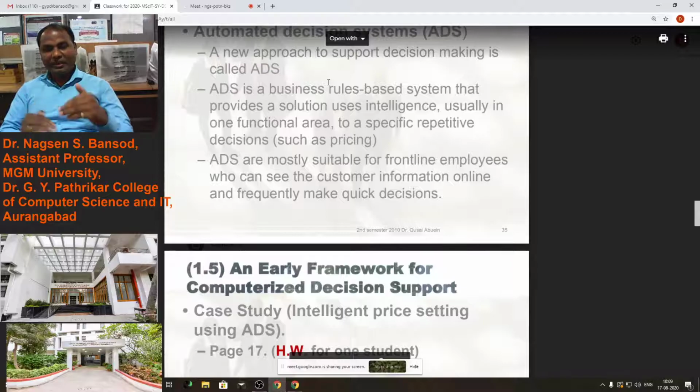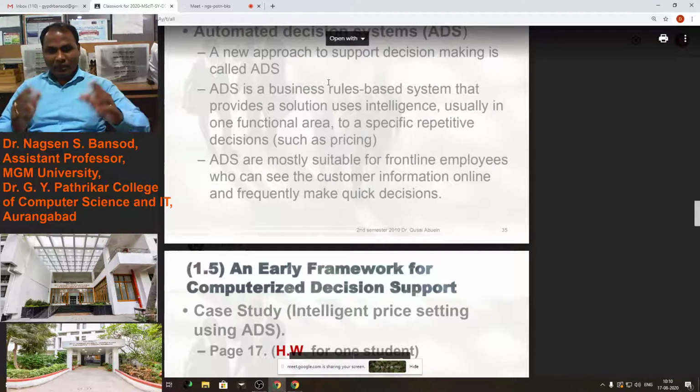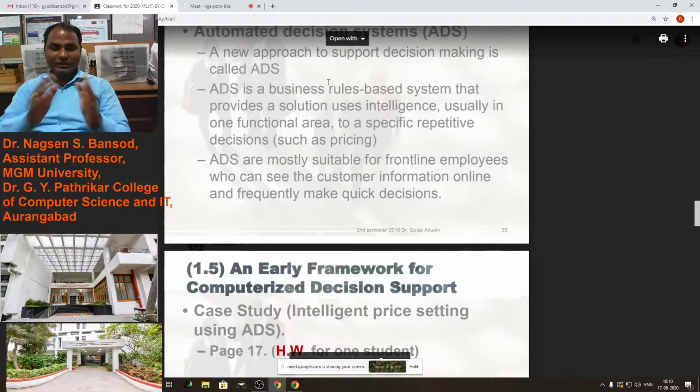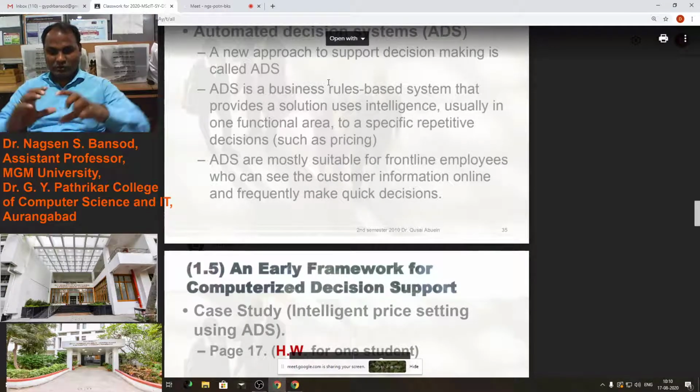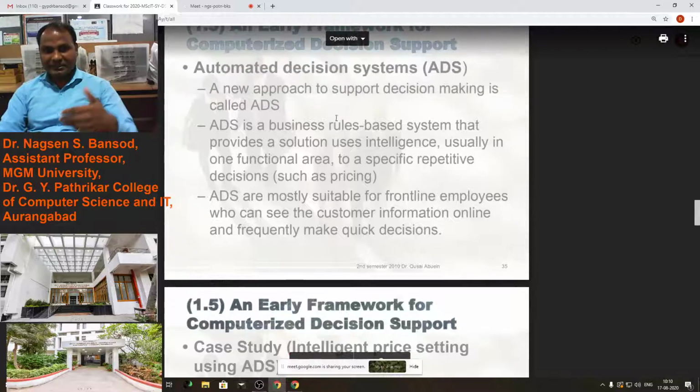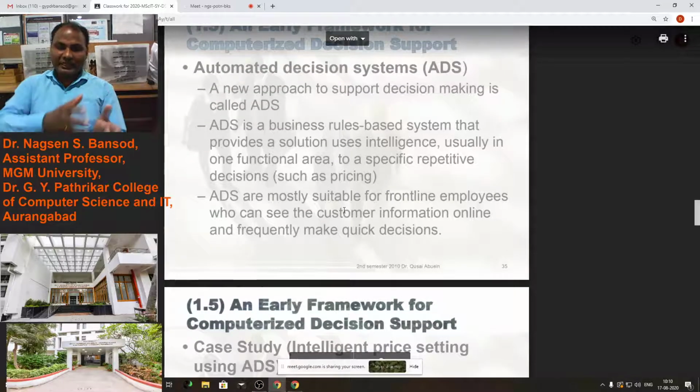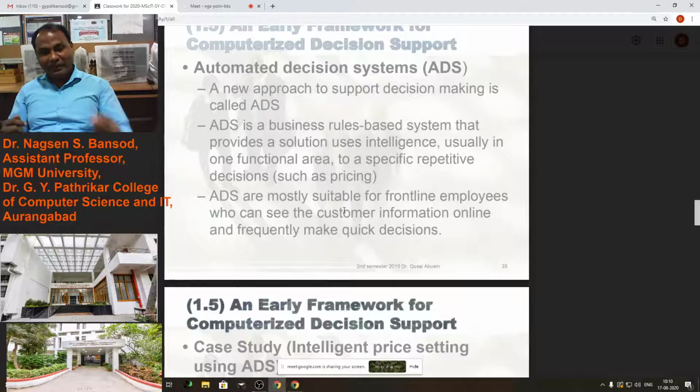Suppose some of the repetitive tasks, like printing the data on the models, or the features of the cars. What are the features of Toyota cars? Suppose we can make that an automated decision system, then the customer can easily get it without manual, without human interference. That is the automated decision system.